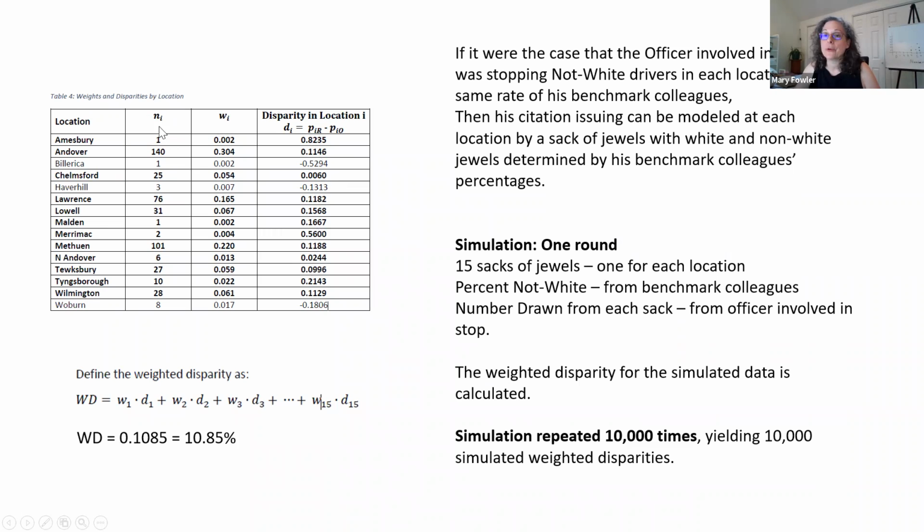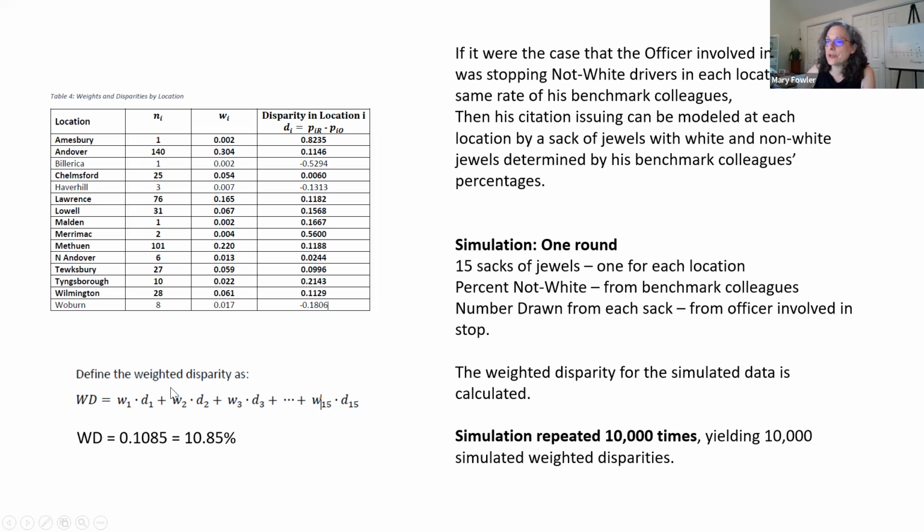And also how many citations the officer had written in that location. So I used the number of citations in each location to determine a weight and find a weighted disparity here. So for example, the 11% in Andover should be much more influential in his overall disparity than, for example, the 17% in Malden, where he only wrote one citation. In Andover, he had written 140.